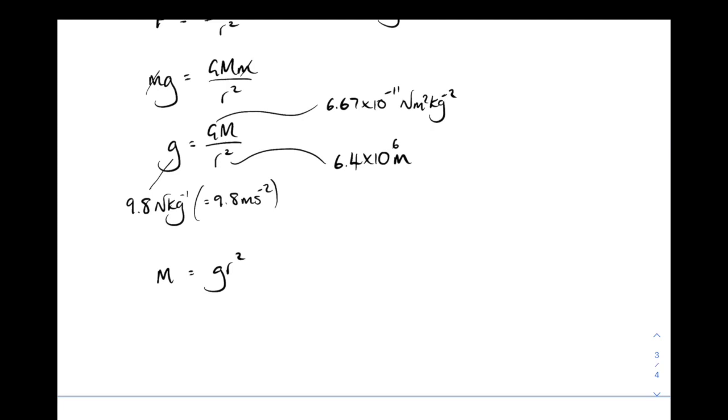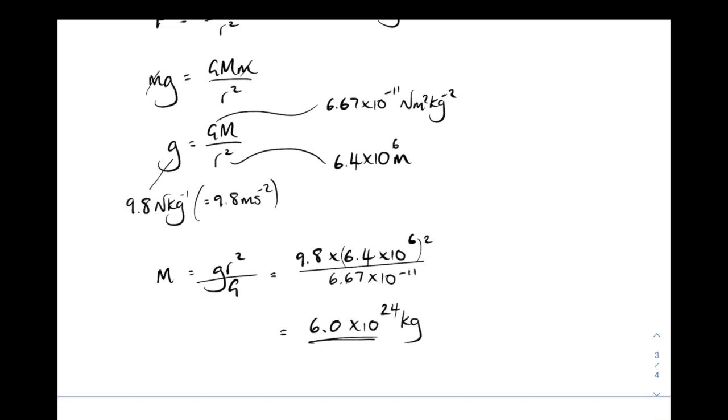It'll be small g times the radius of the Earth squared divided by big G, the gravitational constant. So subbing all them in, 9.8 times 6.4 times 10 to the 6 squared, all over 6.67 times 10 to the minus 11. That gives us an answer for the mass of the Earth of 6.0 times 10 to the 24 kilograms, and that's the value that's on your data sheet.